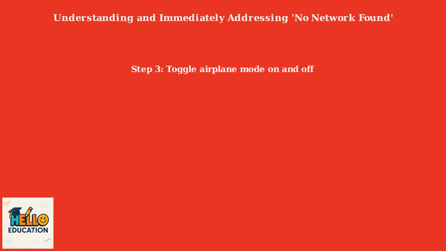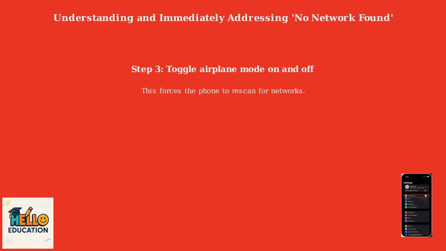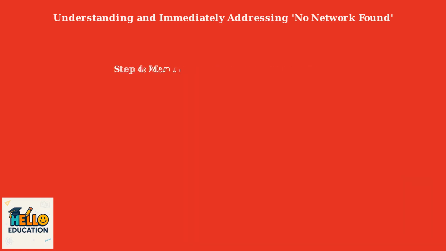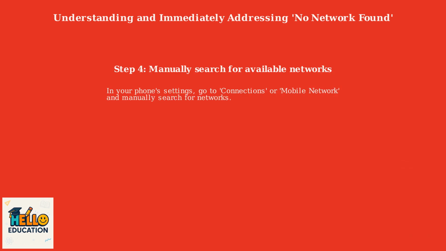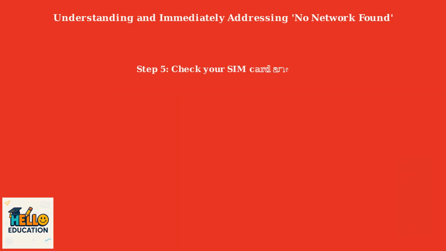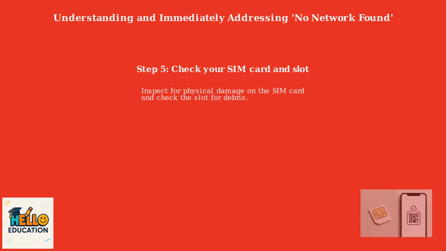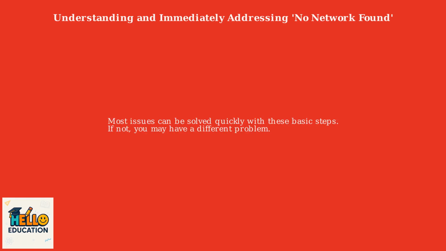Next, toggle airplane mode on and off. This forces the phone to rescan for networks. After this, manually search for available networks in your phone's settings, usually under Connections or Mobile Network. Finally, check your SIM card for physical damage and your SIM slot for debris. Most issues can be solved quickly with these basic steps. If not, you may have a different problem.